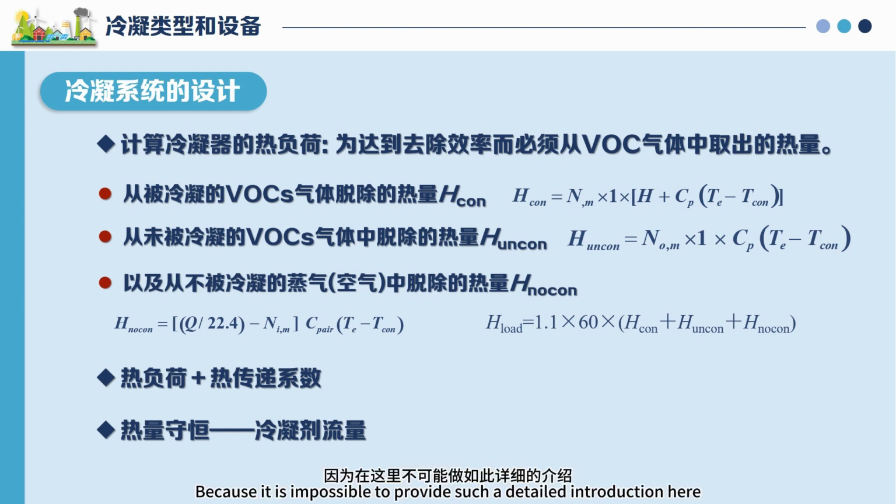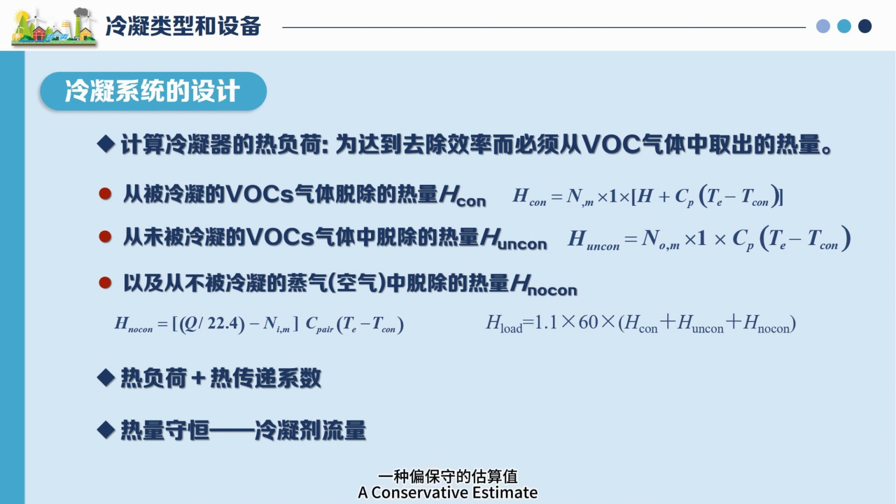Because it is impossible to provide such a detailed introduction here, the values used for estimating the total heat transfer coefficient are based on a conservative estimate. The following equation can be used to estimate the required heat transfer area for the condenser.